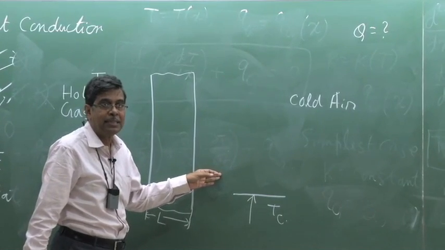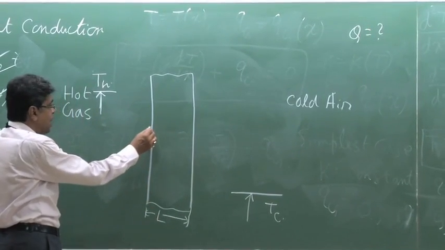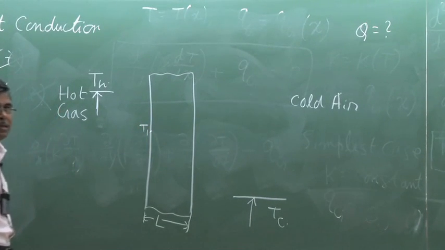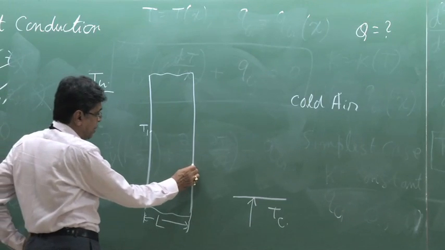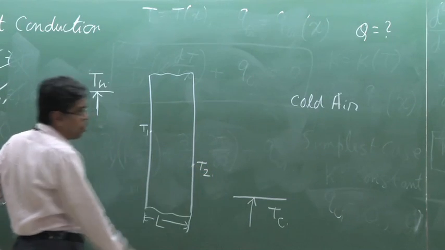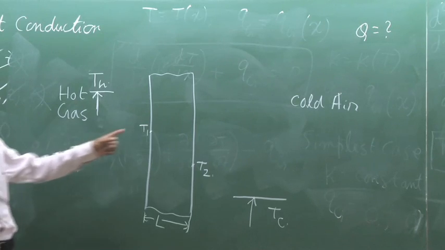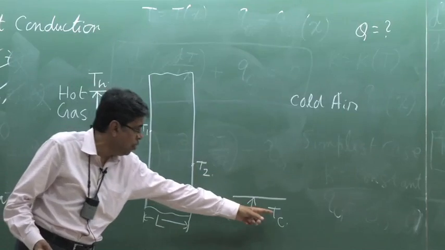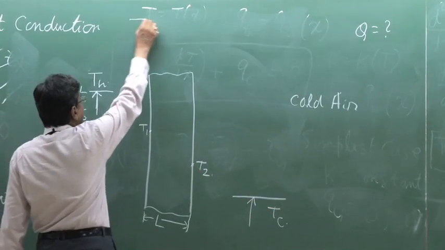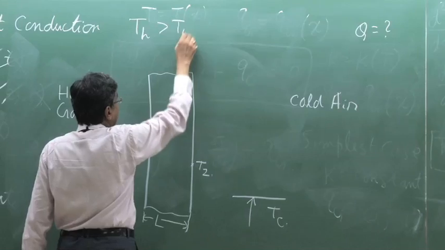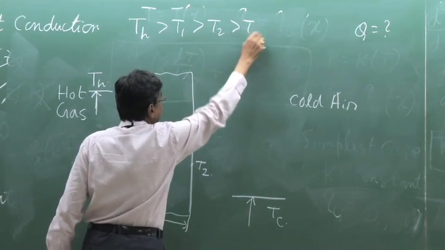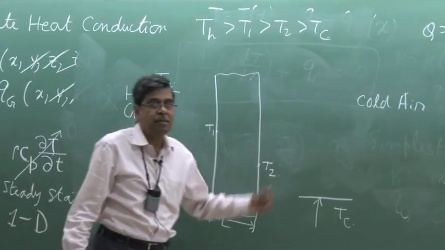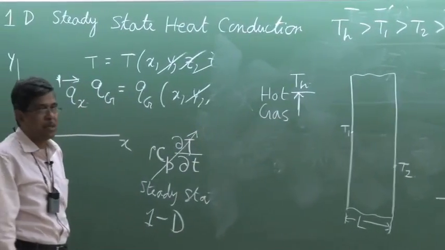the cold gas. And in this case, we assume that T1, which is not known, is the temperature at this surface and T2 is the temperature at this surface, and just by our common sense we understand that T1 will be lower than TH, T2 will be lower than T1, and TC will be lower than T2. That means TH is greater than T1, greater than T2, greater than TC. But in this case, the problem is specified in terms of TH and TC. Now, what are the circumstances?